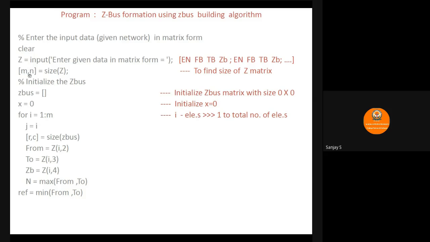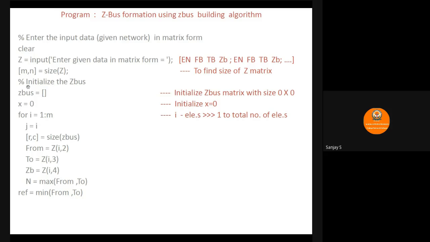Then m comma n is equal to size of Z. This is to find the size of the Z matrix that was given as input in the previous step. After the input is given, the size of the Z matrix will be found, where m will be the number of rows and n will be the number of columns of your Z matrix.